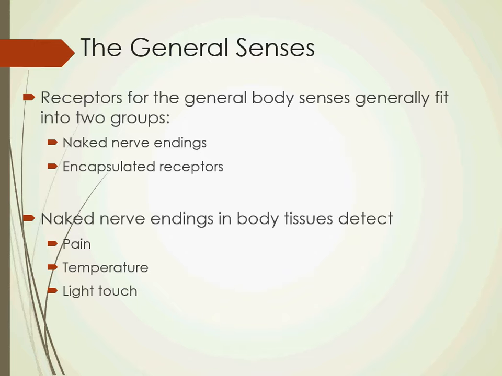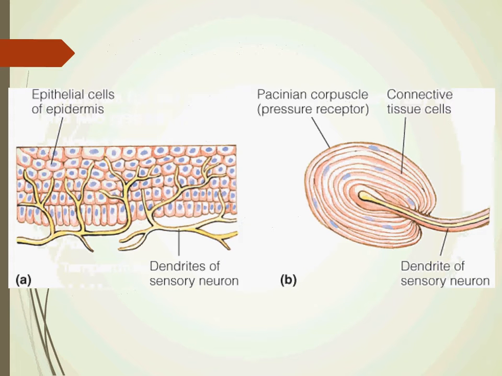Receptors are generally grouped into 2 basic categories: naked nerve endings and encapsulated receptors. Naked nerve endings in body tissues detect pain, temperature, and light touch. Generally, it's true that naked nerve endings are more sensitive, so it's important that information about pain gets detected quickly because your body needs to respond to it. Figure A here is an example of naked nerve endings, and that's where you have receptors directly on the dendrites of a sensory neuron that is in the tissue itself.